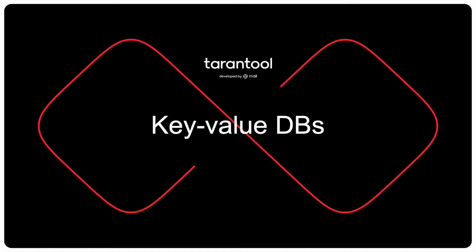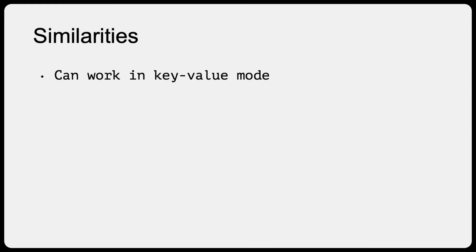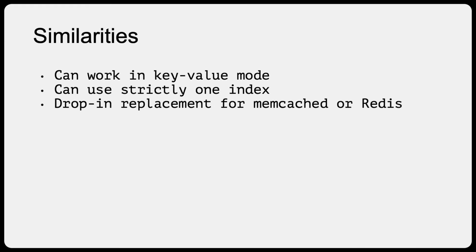The next class to compare with is key value, such as Memcached, Redis, and Aerospike. In what way are we similar to them? Tarantool can work in the key value mode, and you can use only one index strictly. In this case, Tarantool behaves exactly like a classic key value storage. For example, Tarantool can be used as a drop-in replacement for Memcached. There is a module that implements the corresponding protocol, and in this case, we completely mirror Memcached.